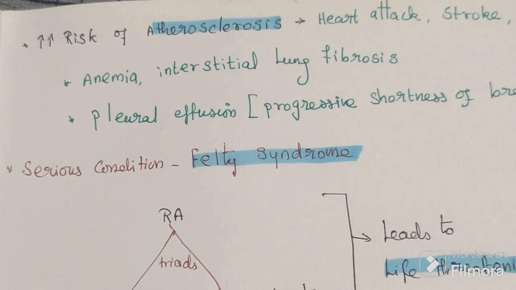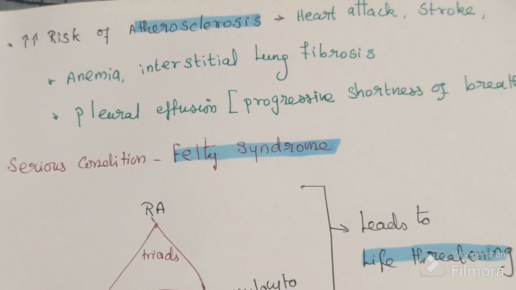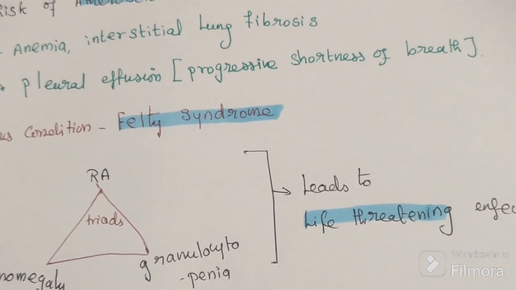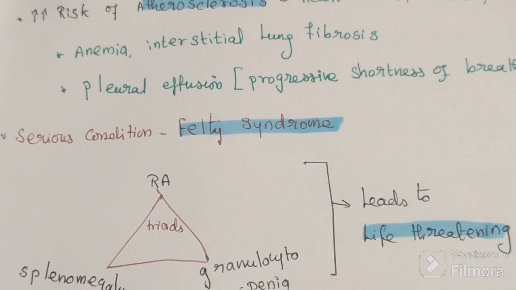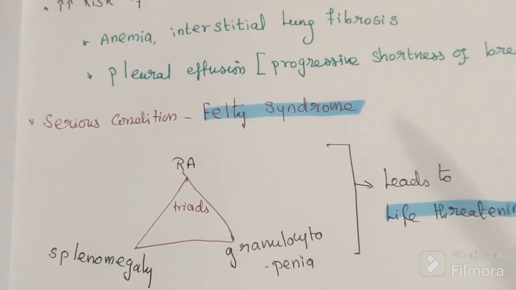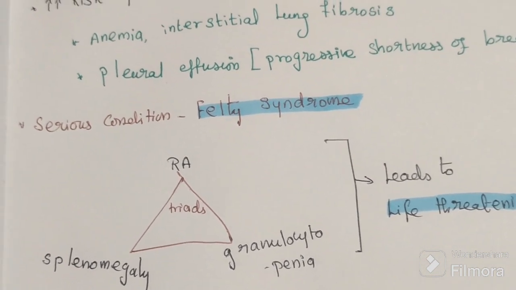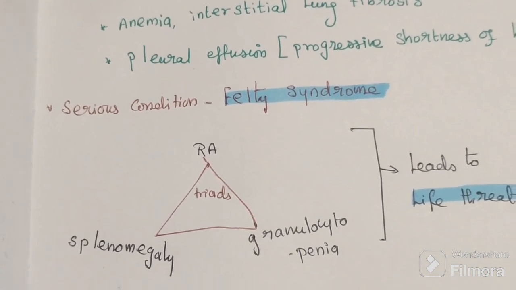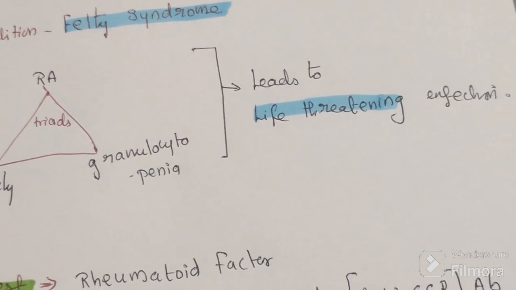One particularly serious condition associated with rheumatoid arthritis is Felty syndrome, which is a triad: rheumatoid arthritis, splenomegaly, and granulocytopenia. It can lead to life-threatening infection.